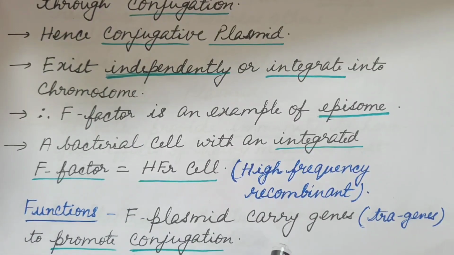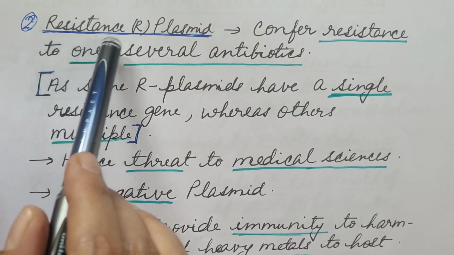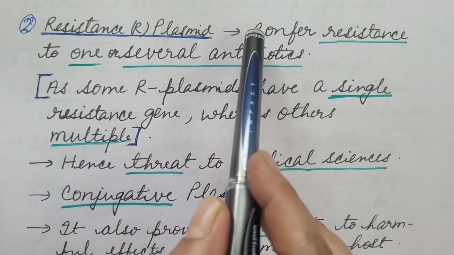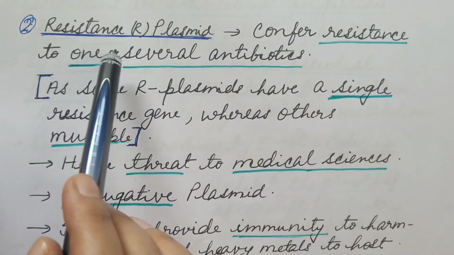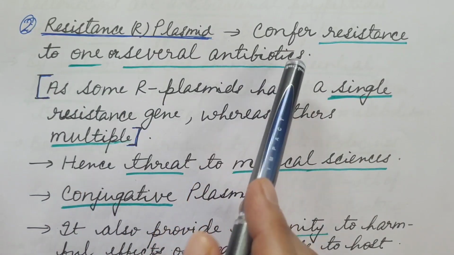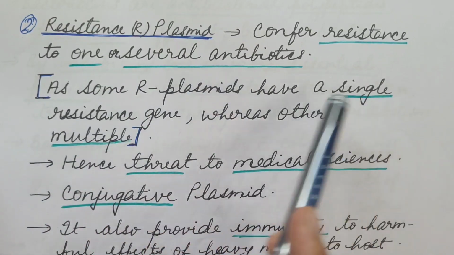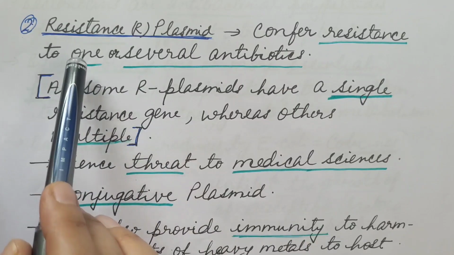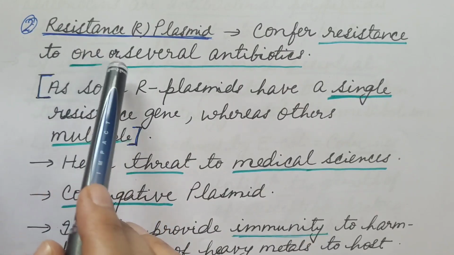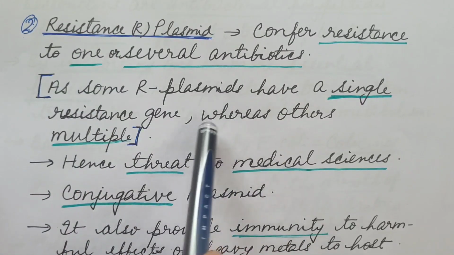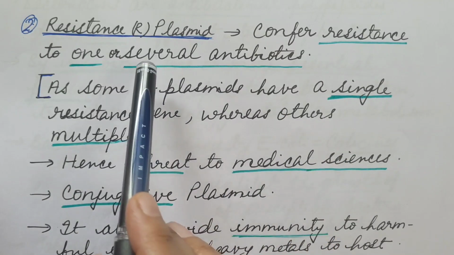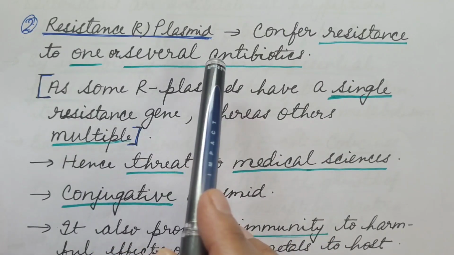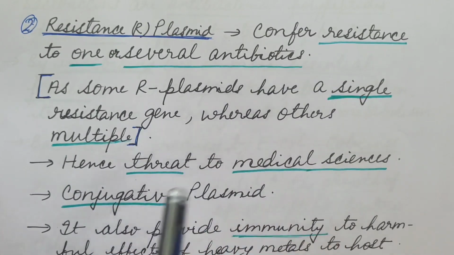Second is resistance, or in short R plasmid. These confer resistance to one or several antibiotics. Some R plasmids have a single resistance gene, then host cell is resistant to one antibiotic. And if R plasmids have multiple resistance genes, then host cell is resistant to several antibiotics.